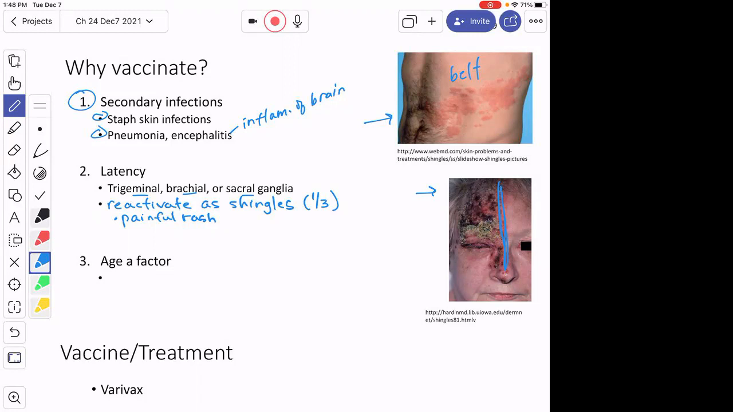And that usually will clear up after maybe a week or 2. But in about 10% of patients that get shingles, the pain will just go on and on and on for months sometimes, and they call that post-herpetic neuralgia.